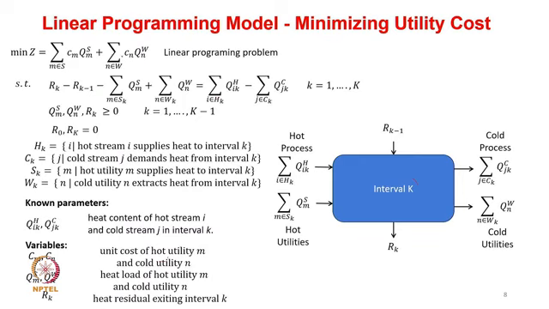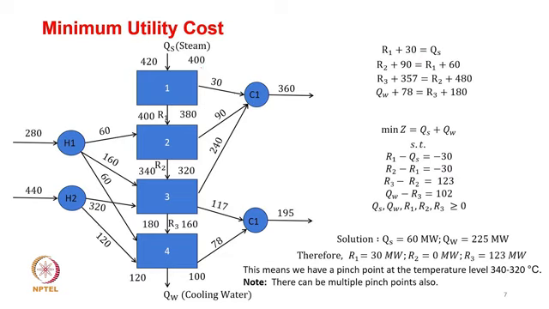Fine. And this is the objective, and this is the constraint, which is the balance, not yet over. We all know that all the Q's, the utility numbers, Q_ns plus Q_nw, should be greater than or equal to 0. Also the R_k, which is the heat residual exiting the interval K, will also be greater than or equal to 0.